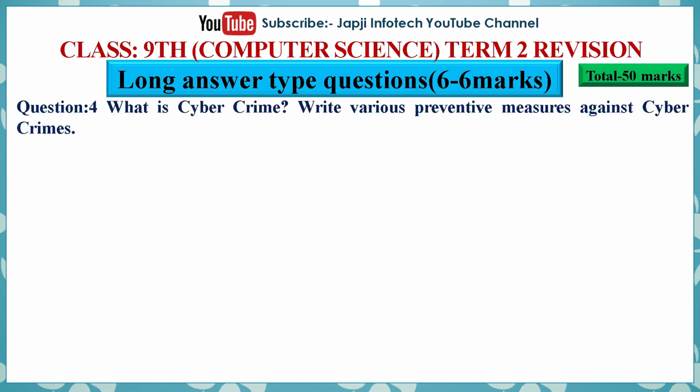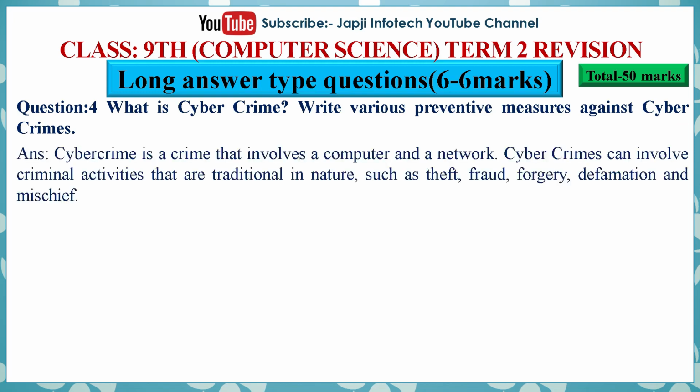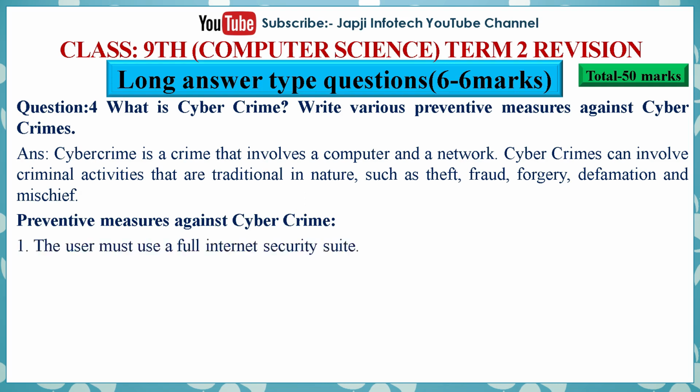And fourth question is, what is cybercrime? Write various preventive measures against cybercrimes. So cybercrime is a crime that involves a computer and a network. Cybercrime can involve criminal activity that is traditional in nature, such as theft, fraud, forgery, defamation, and mischief. So preventive measures against cybercrimes are, the first one is, the user must use a full internet security suite.